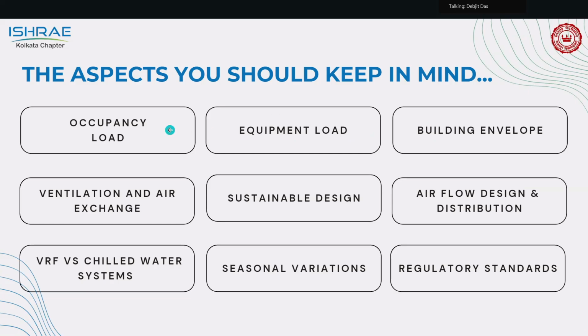Occupancy load means the number of persons, the patients, the nurses, doctors, everyone present there. So it would lead to some kind of loads there. That is the occupancy load. Second is the equipment loads. You have n number of equipments in a hospital. Every equipment that is running on electricity, and you all know that nothing is a 100% efficient engine or something like that, so everything would generate some kind of heat load from their end. So equipment load is something that you need to keep in mind.